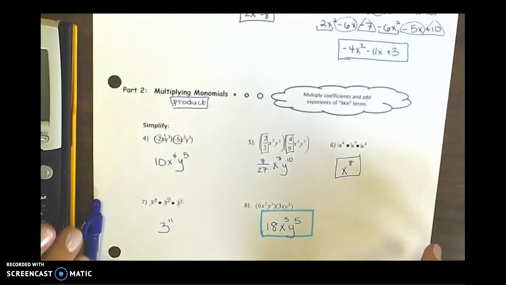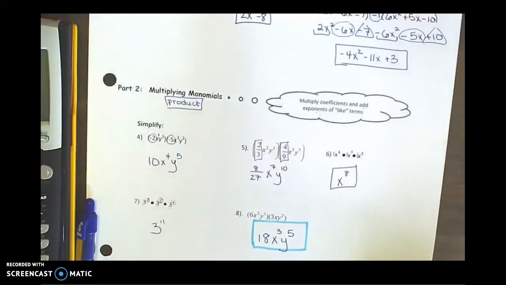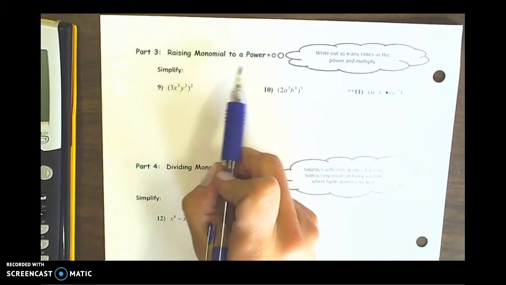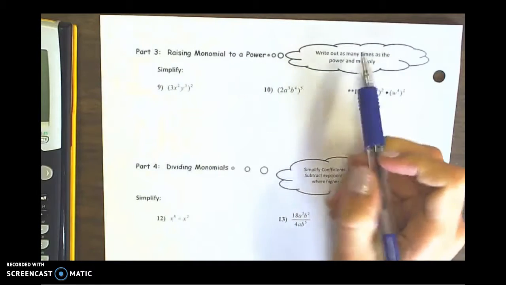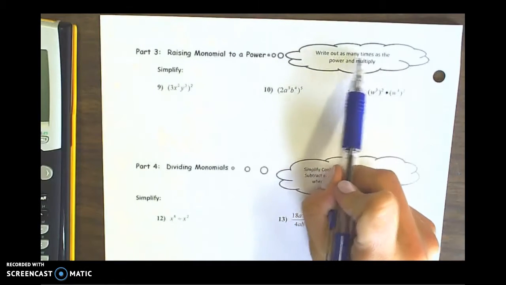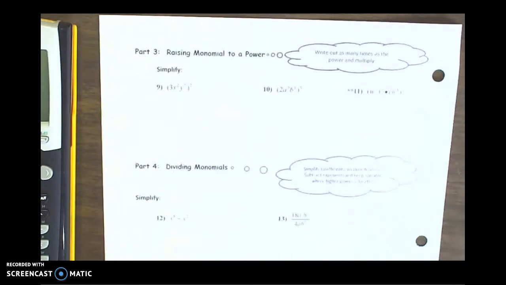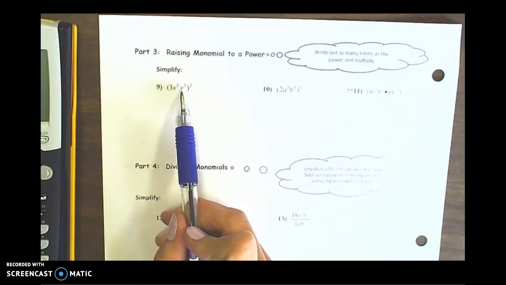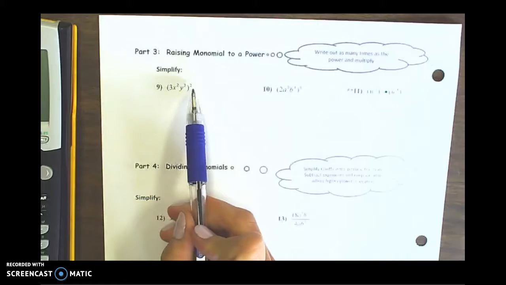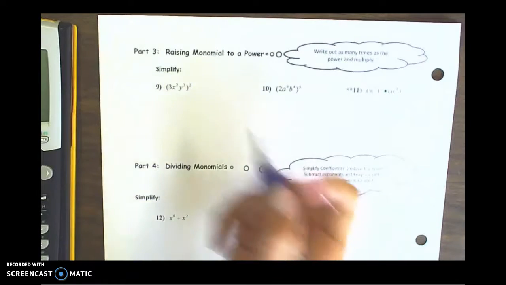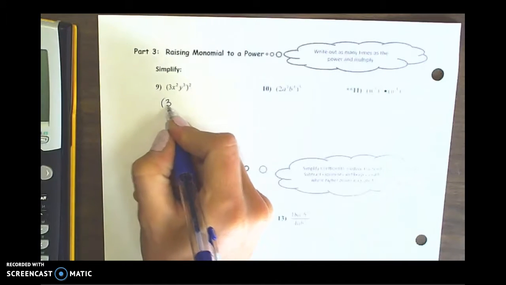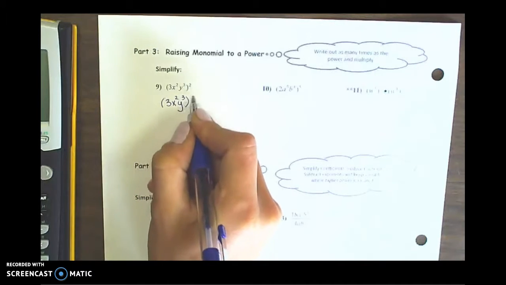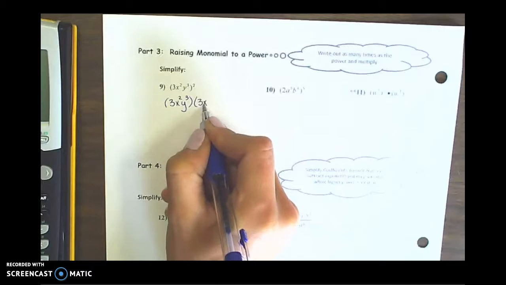All right, now that we know how to add, subtract, and multiply, the next section is going to be to raise a monomial to a power. So here's our helpful hint: write it out as many times as the power and multiply. For instance, here I have 3x squared y to the third, so this whole quantity is raised to the second power. That means I'm going to take the parentheses and write it as many times as the power. So the power is 2, so I'm going to write this 2 times.